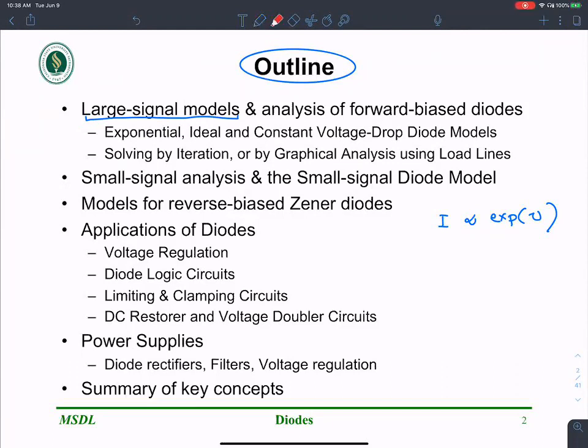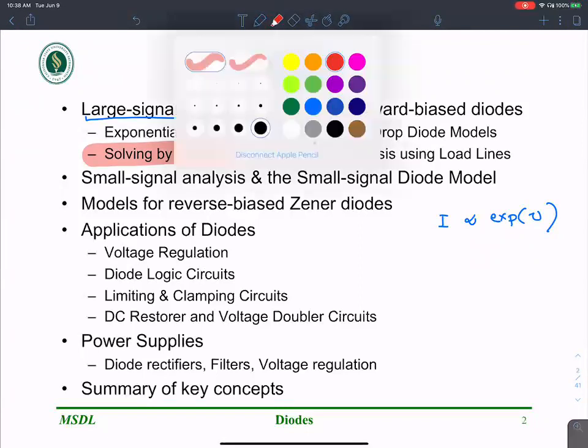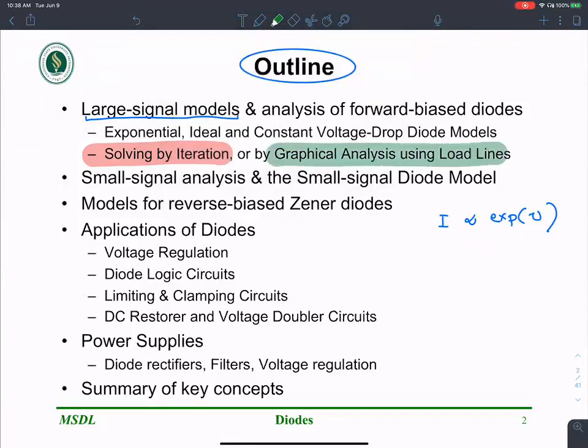Okay, and then we look at a technique of solving by iteration. When you have a non-linear expression for current and voltage, how do you find the operating current and the voltage? There is a technique of solving by iteration, or successive refinement. There's another technique of solving graphically, where it is about finding the intersection of the load line and the IV characteristics. So we are going to look at that when we look at the large signal models.